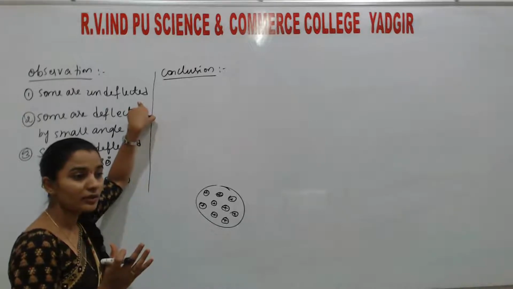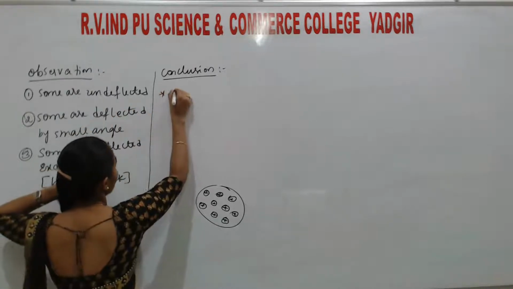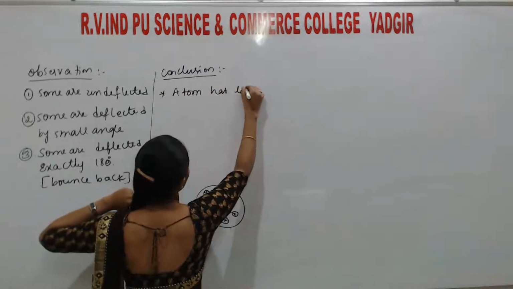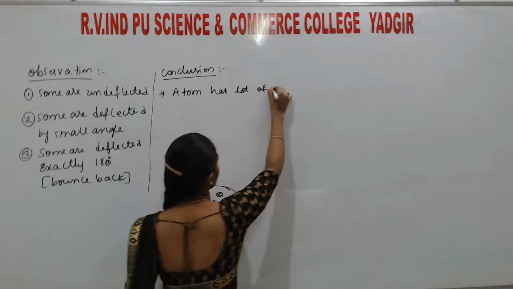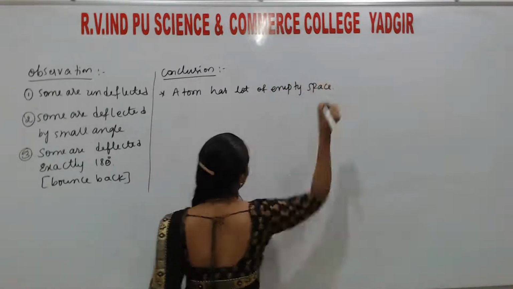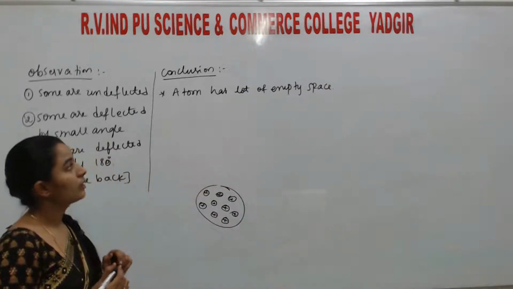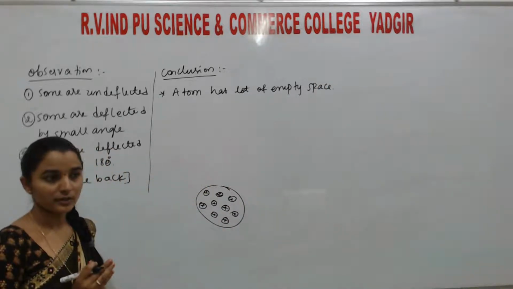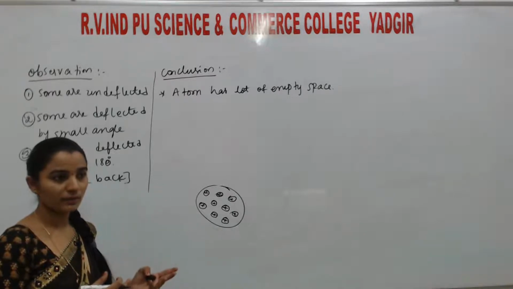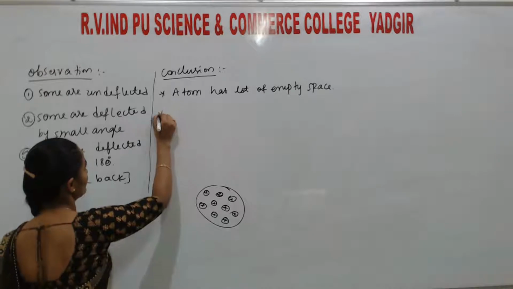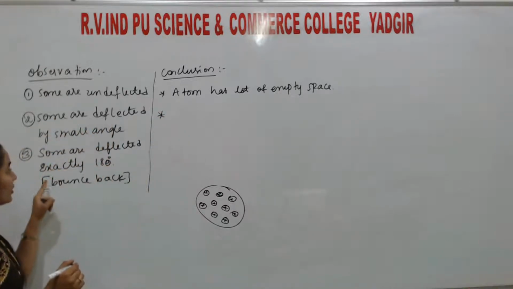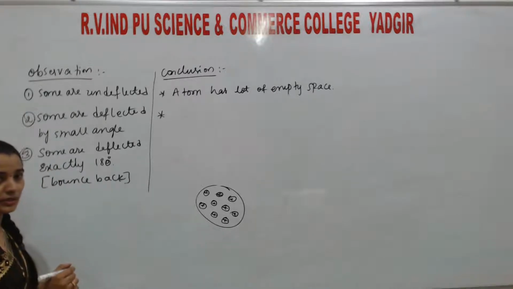What is the reason for that? The reason is the atom has a lot of empty space. And still we don't know why it is empty. Next, these two: some are deflected by a small angle and some are deflected exactly 180 degrees.